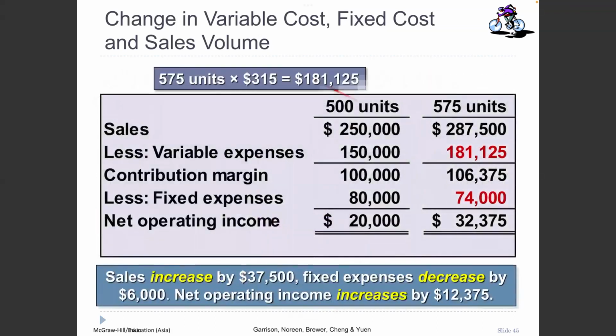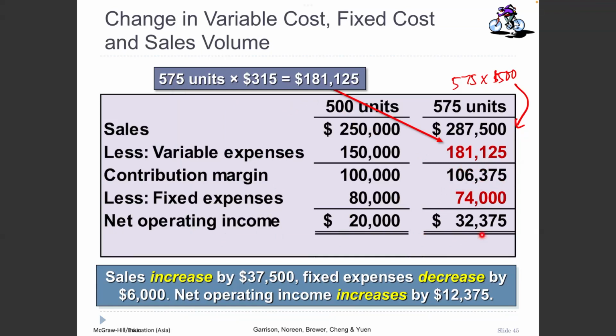Okay, so let's have a look. The sales is 575 units multiply with 500, which is the normal price. And then the variable expense is now at a new rate, which is 315 multiply with 575 units. So you get $181,125. So your contribution margin is 106,375. Your fixed expense is now reduced by 6,000 to 74,000. So you will get an income of 32,375.